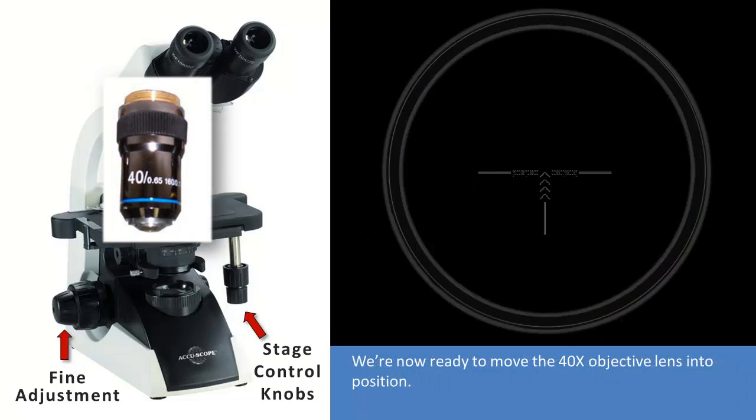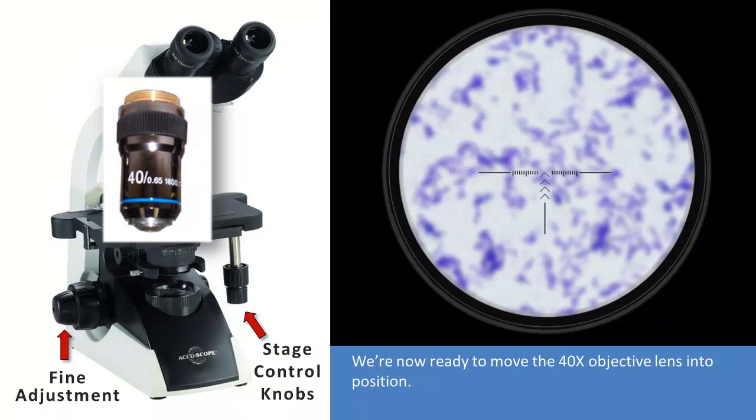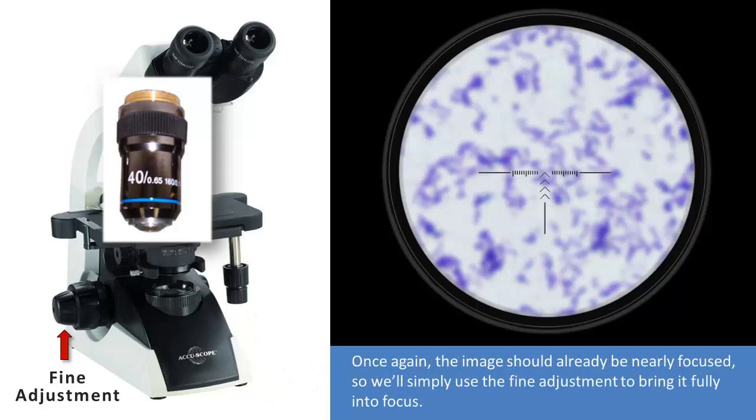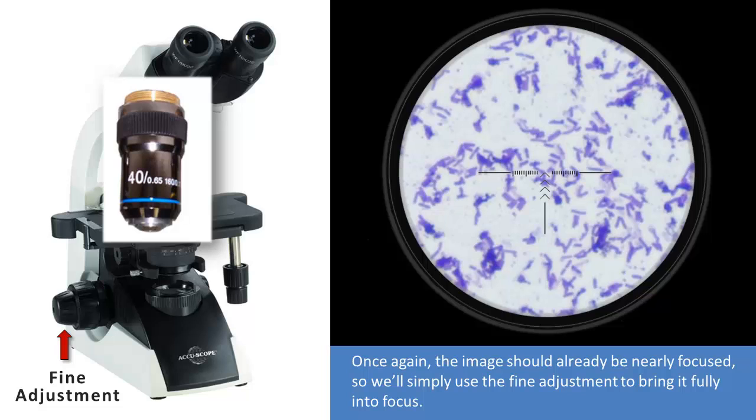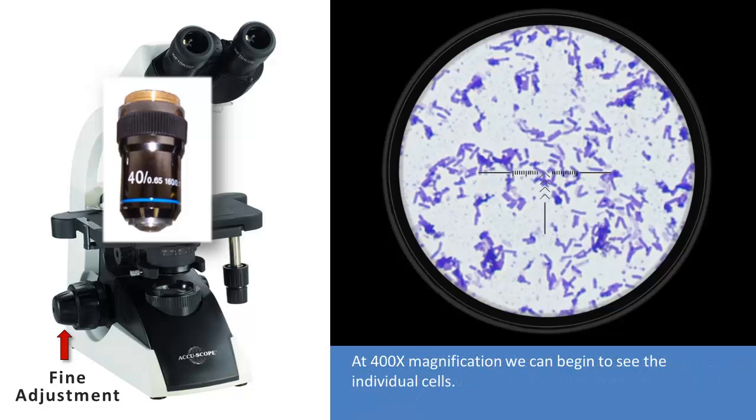We're now ready to move the 40x objective lens into position. Once again, the image should already be nearly focused, so we'll simply use the fine adjustment to bring it fully into focus. There. At 400 times magnification, we can begin to see the individual cells.